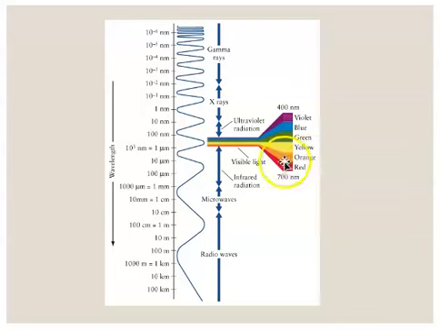So the red light in the visible spectrum has a wavelength of about 700 nanometers. And the violet light on the other end has a wavelength of about 400 nanometers. Red light, therefore, is less energetic than the violet light. Above visible light comes ultraviolet radiation.